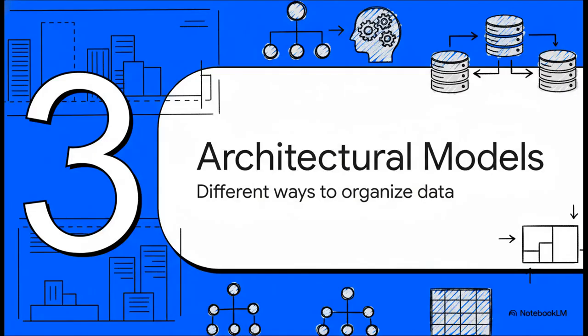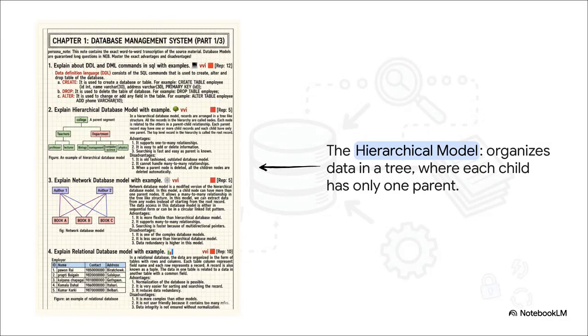Okay, so we've seen the commands we use to build the individual parts of a database. But what's the overall game plan? What's the blueprint we should follow? That's where database models come into play. These are just different high-level designs for how data should be organized and how different pieces of information should relate to each other. First up, we've got the hierarchical model.